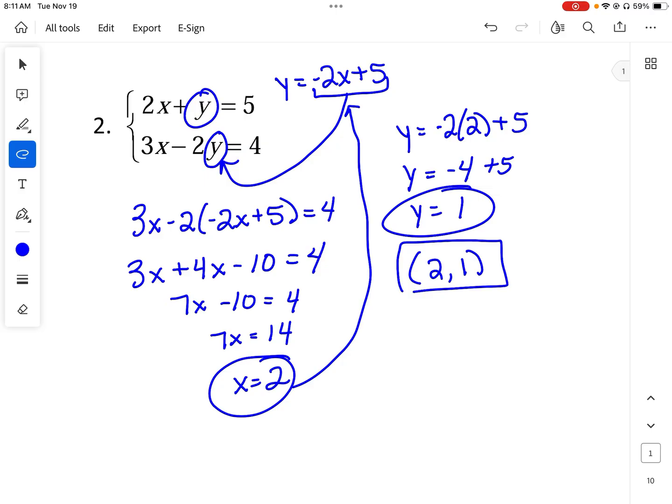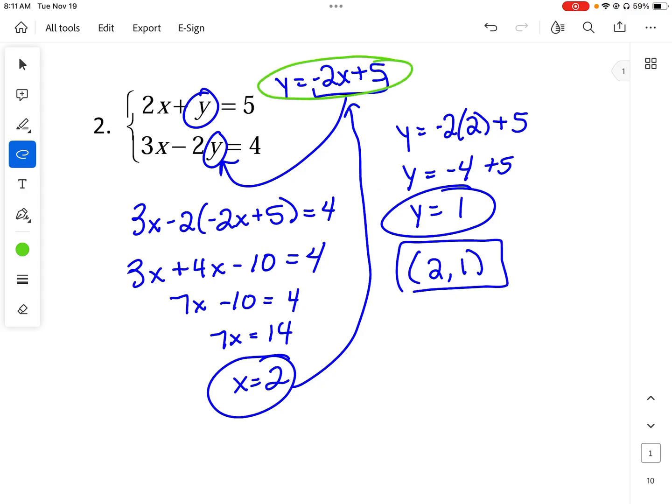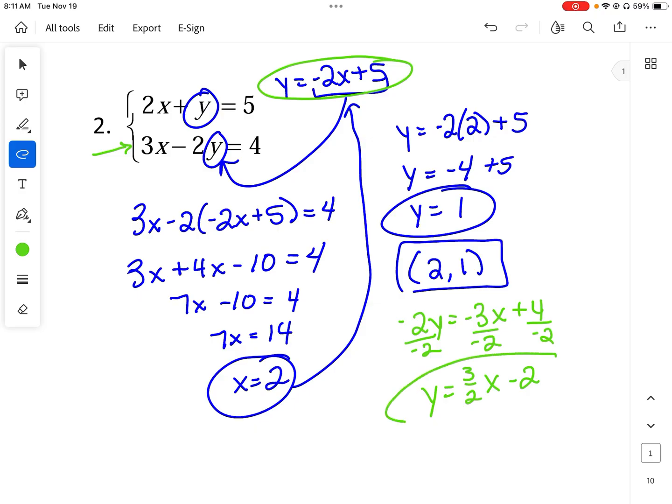We want to verify with the calculator again. We already have this one solved. We need to solve this one right here. So negative 2y equals negative 3x plus 4. All I did was move over the 3x, divide by negative 2. So y equals positive 3 over 2 x minus 2. Plug these in the calculator to see where they intersect. Double check that they intersect here.